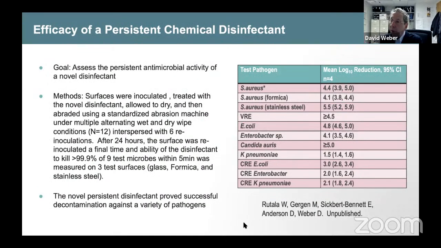So what we're moving to is even better ways of disinfecting the environment. One is to use a disinfectant with persistence that doesn't just get rubbed off, like quaternary ammonium compounds generally do, or evaporate like alcohol. Here was a study we did where we put a disinfectant down, repeatedly rubbed the surface using an automated device, and then rechallenged that device multiple times. What we showed was that in general, you get excellent log kill after 24 hours with a persistent disinfectant.